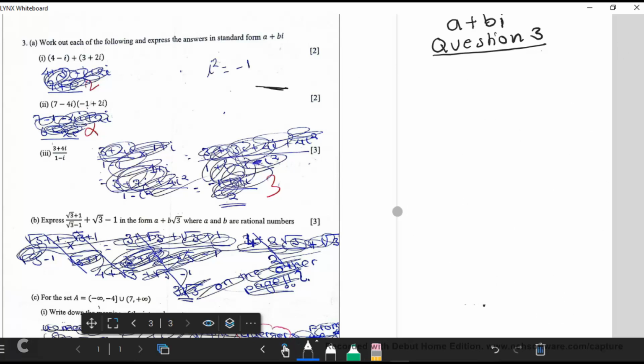3b. So 3b says: root of 3 plus 1 over root of 3 minus 1 plus root of 3 minus 1. They're saying express root of 3 plus 1 over root of 3 minus 1 plus root of 3 minus 1 in the form of a plus b, where a and b are rational numbers. So what are you supposed to do in this situation? Let's first rationalize the denominator.